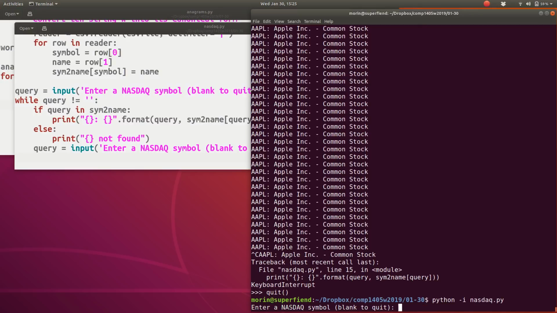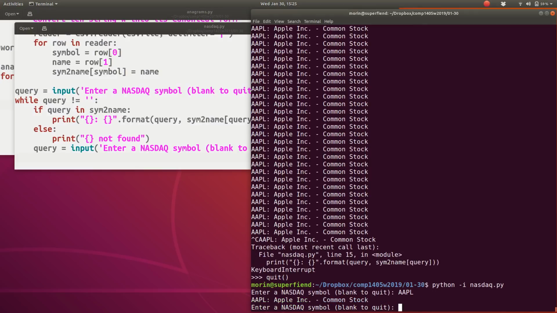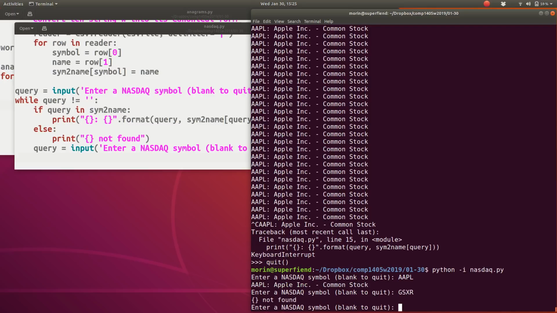Okay, NASDAQ symbol, blank to quit. So that one's not found. That's interesting. Oh, that's why.